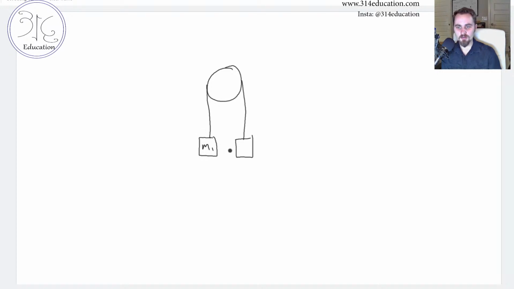So let's say if we have these, let's label these as M1 and M2, and just for the sake of argument, let's say M1 is going to be greater than M2.